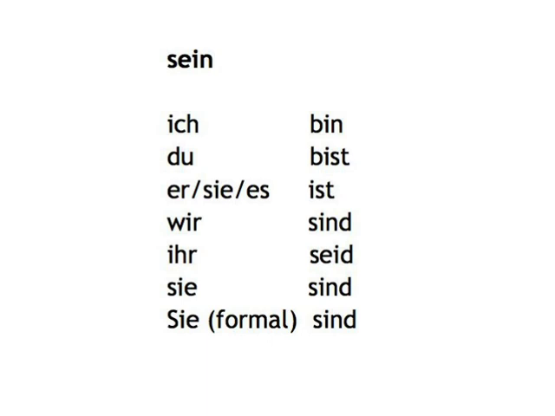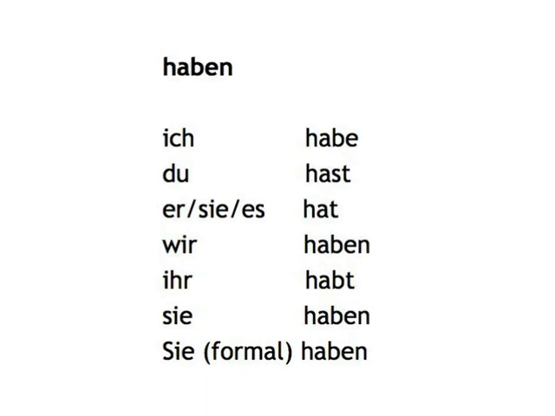Let's start with sein. Ich bin, du bist, sie/es ist, wir sind, ihr seid, sie sind. Sein is the most irregular verb of them all, but as it's used all the time, you'll learn it pretty well automatically. The same applies to haben, which is only slightly irregular anyway. It just leaves out the B in the second and third form singular. Haben: ich habe, du hast, sie/es hat, wir haben, ihr habt, sie haben.